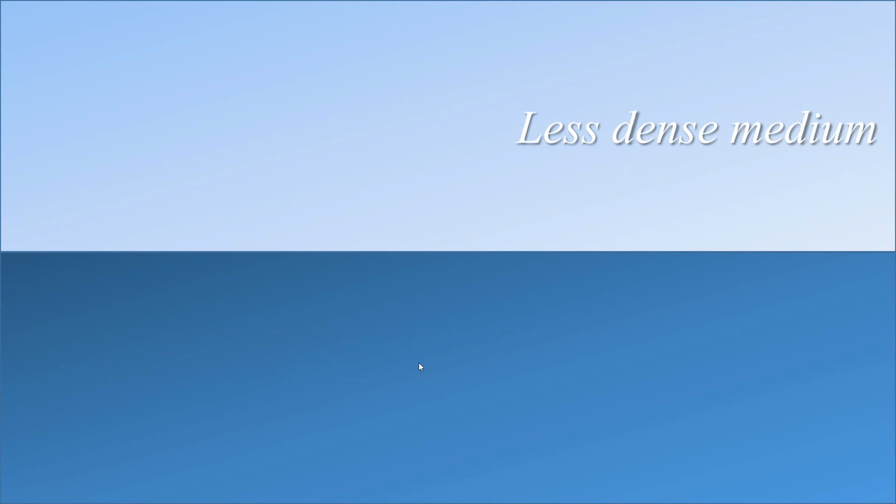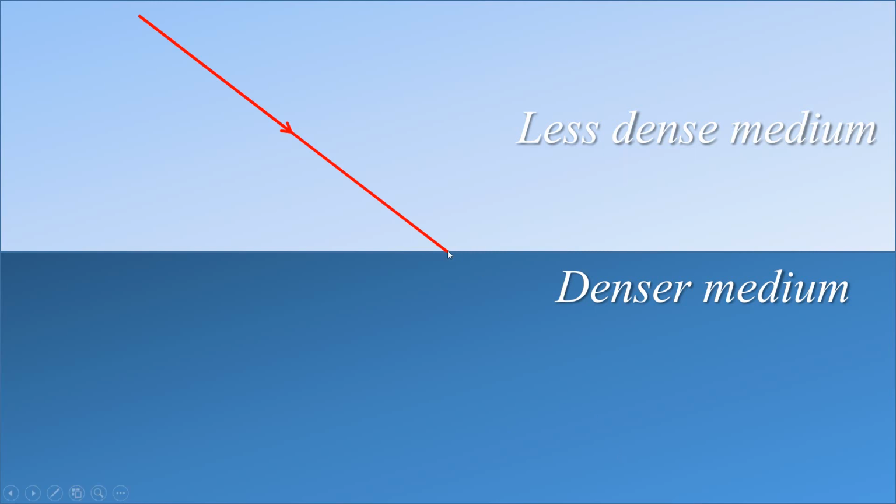Here we have a less dense medium. I've represented it with the sky. And then a denser medium. Now if a ray strikes the boundary, the point where the ray strikes the boundary is called the point of incidence in refraction. So we have a boundary here, and this is the point of incidence. At the point of incidence, we draw a normal. A normal means a perpendicular line. If you look at the boundary, it's horizontal, and at the point of incidence, we've drawn a normal vertically.